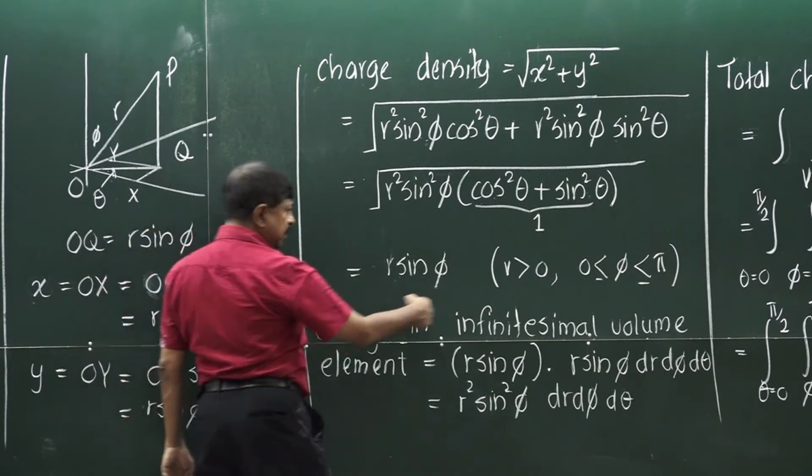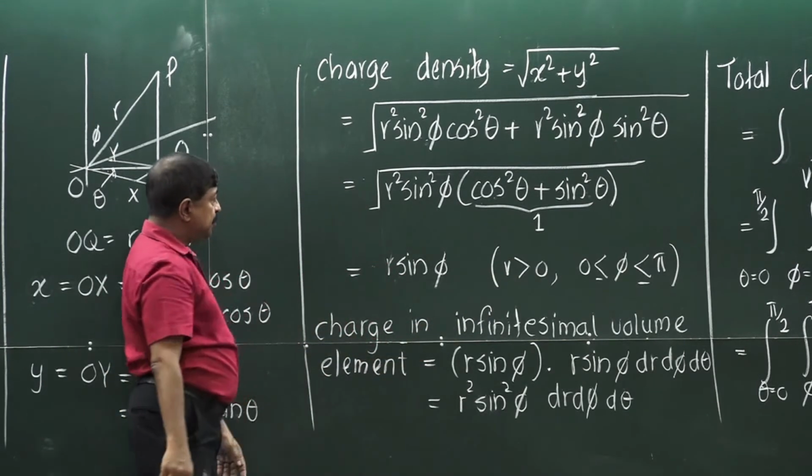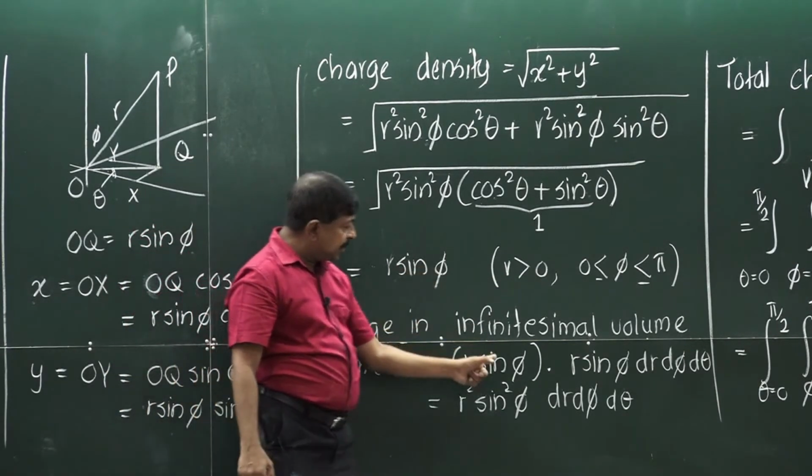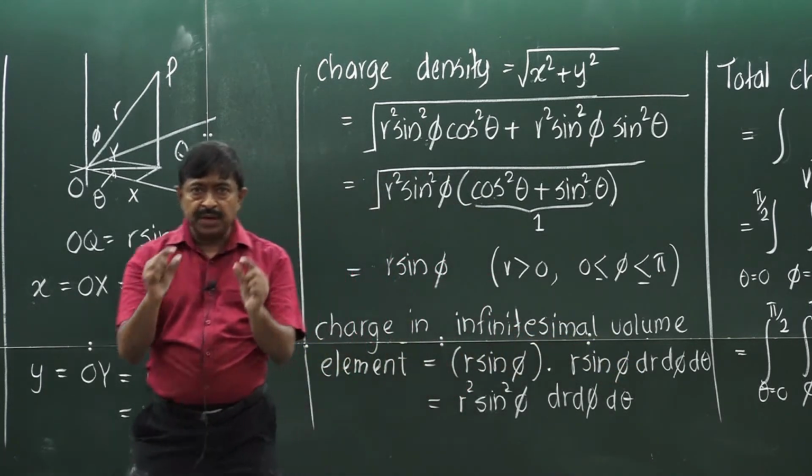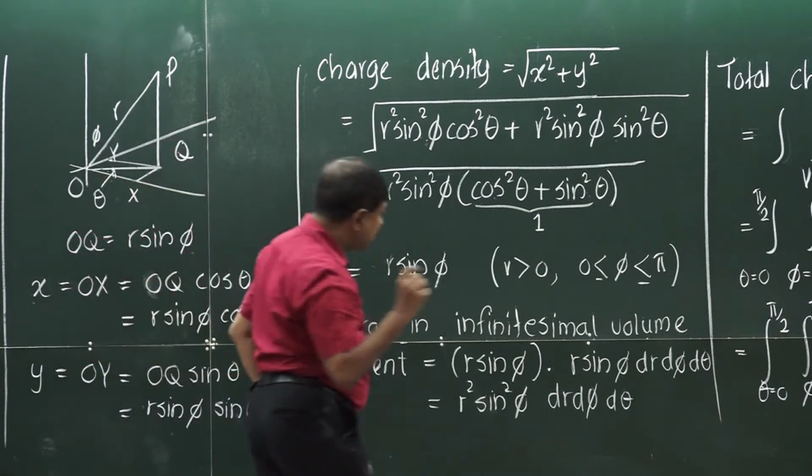Now, the charge in the infinitesimal volume element should be the charge density times the volume of the infinitesimal element.